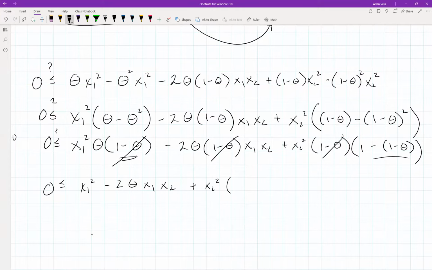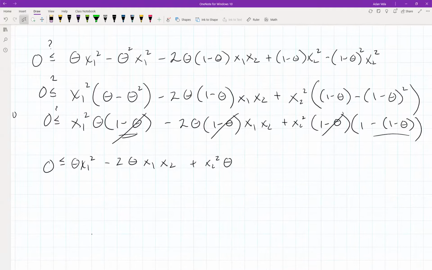And we can simplify this quantity here to just get theta. So that's kind of nice. All righty. So now we see theta all over the place, right? So they all have this common term, so we can go ahead and divide by theta. And again, theta is going to be between 0 and 1.